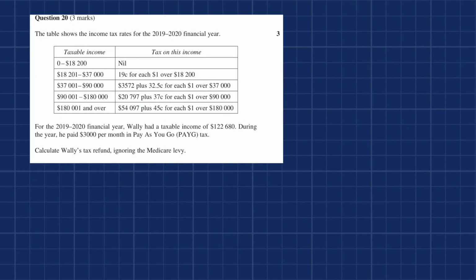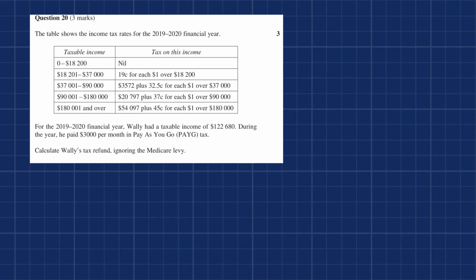All right, and on to question 20. Question 20 is a financial maths question. It says the table shows the income tax rates for the 2019 to 2020 financial year. For the 2019 to 2020 financial year, Wally had a taxable income of $122,680. During the year, he paid $3,000 per month in pay-as-you-go tax. Calculate Wally's tax refund, ignoring the Medicare levy.